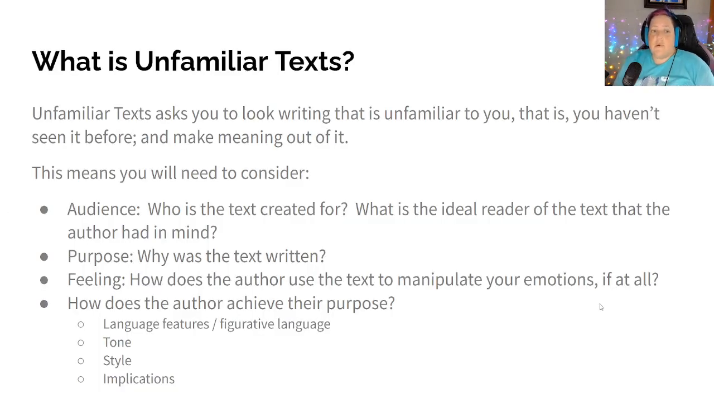So what is unfamiliar text? Like I said before, unfamiliar text asks you to look at writing that is unfamiliar to you. That is, that you haven't seen it before. It's not a text that you've studied. It's not a book that you've read in class and you've kind of gone over everything about it. And to make meaning out of it.